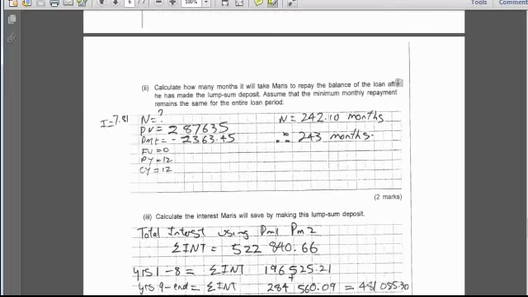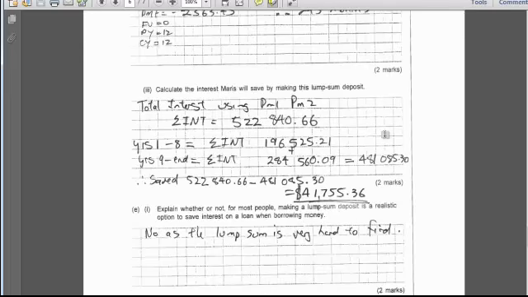So how many months will it take you to pay off the loan? I is 7.81, PV is that balance that you worked out before, payment is your payments, future value is 0, payments per year 12, compounding periods per year 12, N is what you're trying to find, so it's 243 months.